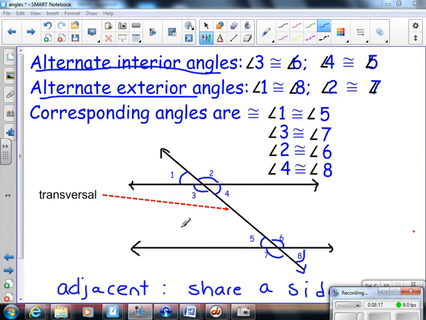Now here comes the fun part. I can give you the measure of just one of those angles, and you can find the measurement of all the rest, all of the 7 remaining angles. Let's give it a try. Let's say the measure of angle 2 is 110 degrees. I want you and your partner to think, what are the remaining measures of angles 1, 3, 4, 5, 6, 7, and 8? When you think you have them, raise your hand. I'll come around and check you, and then we'll go over them.